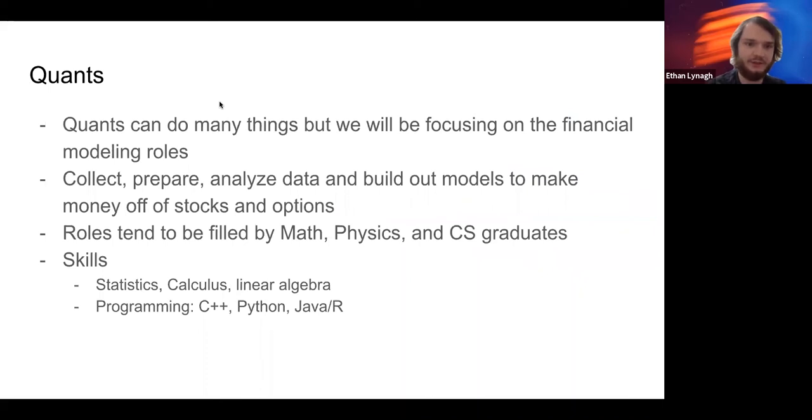And then getting to the main focus, we have quants and what quants do. Quants will focus on many things, but they're mostly going to be focusing on their financial modeling roles, in which they're collecting, preparing, analyzing data, and using this data to build up models so they can trade stocks and make money off of them. Roles are usually filled by math, physics, and CS graduates, but of course, BDAA, you can also be a data scientist for this. A lot of the skills are pretty similar.